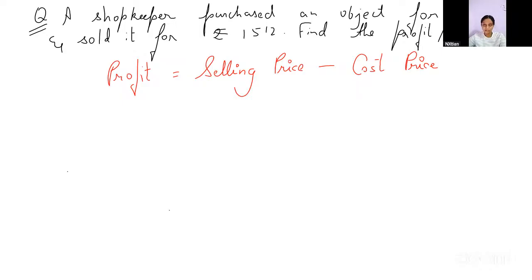Ma'am, is it 112? Yes, Joshua, 112. Selling price is 1512 minus 1400, which is 112. Now, we will calculate profit percent. Ma'am, is the answer 8%? Yes, Abraham, 8%.